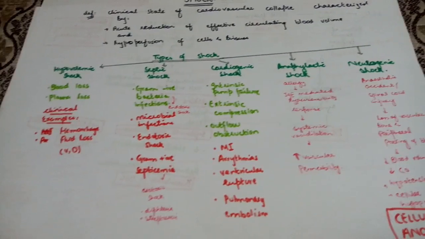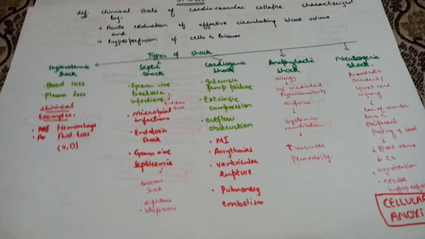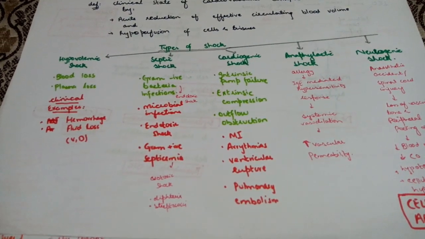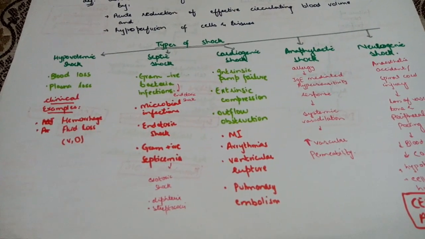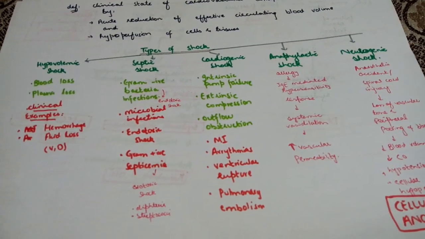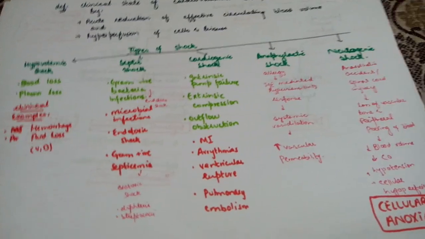Types of shock. There are 5 types. First one is hypovolemic shock. It occurs due to blood loss, plasma loss. Clinical examples include hemorrhages, fluid loss, vomiting, diarrhea, etc.